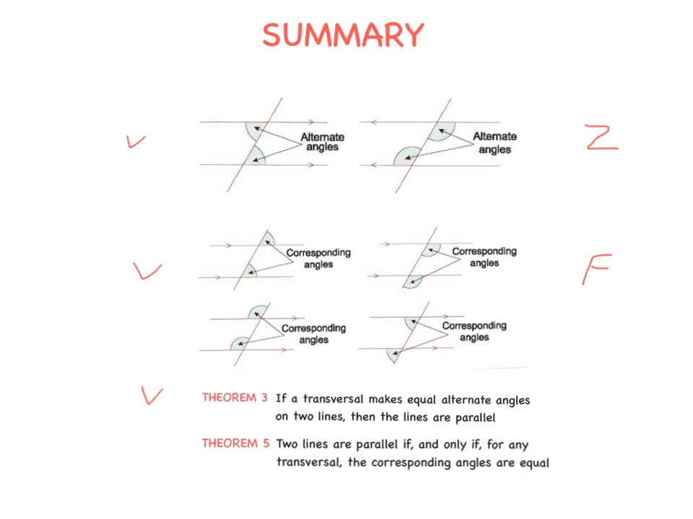So summarizing, you need to know what are alternate angles, corresponding angles. You need to be able to find them, okay? And when we have one angle given, we will be able to find another angles. And also theorem 3 and theorem 5.